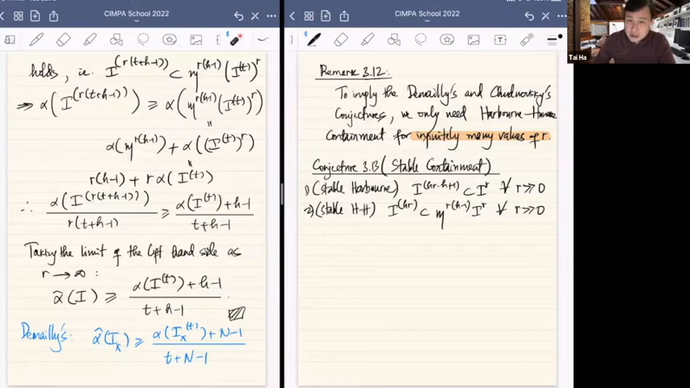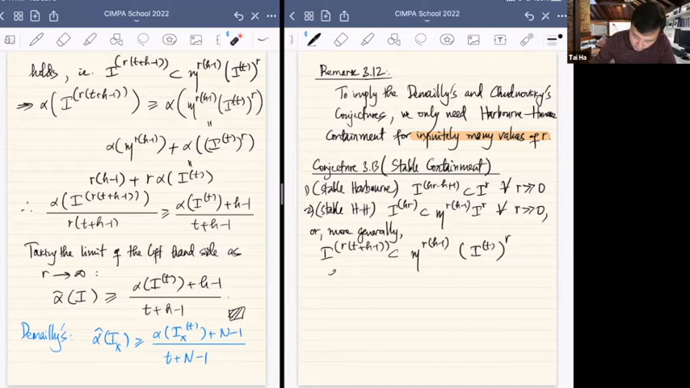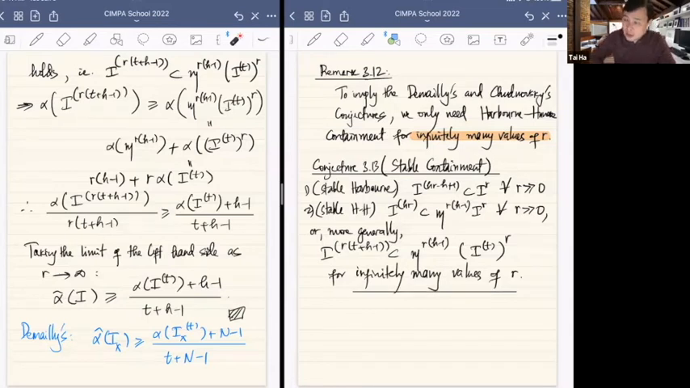In fact, having this containment for all r big enough is one way to ensure that we have the containment for infinitely many values of r, but in practice, we do not really need that much. All we need is some containment for infinitely many values of r. Or more generally, let me state even the full containment. So I to the rt plus h minus 1 containing m to the r(h minus 1) times I to the tr for infinitely many values of r. So this is the stable containments. And if we can establish the stable containments, then we have Chudnovsky and Demailly, right?